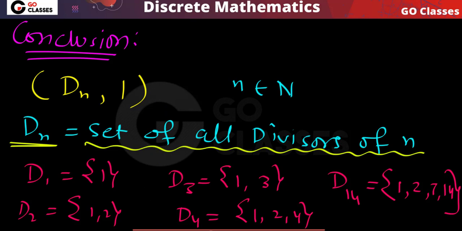Now let's see the points. So D_n with divisibility, first of all, is always a poset for all n. Second, this is a lattice.